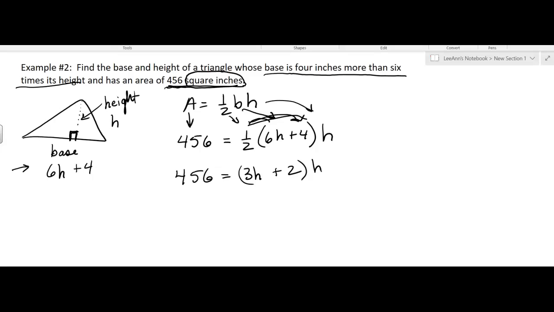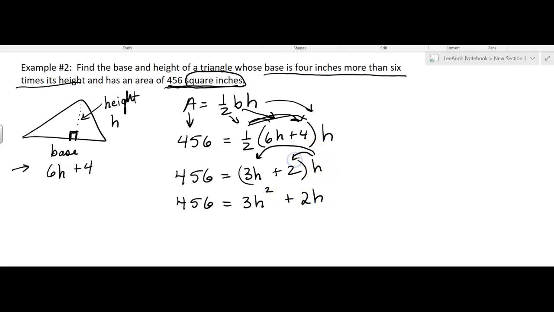Okay? Now, you don't have to distribute it to the other h, and you don't have to do it this way. You could multiply both sides by 2 and get rid of that 1/2, but it's going to make your numbers bigger. That's okay. This is the way I chose to do it. You might choose a different way, and that's fine. I love to see students do things their own way as long as it's correct.